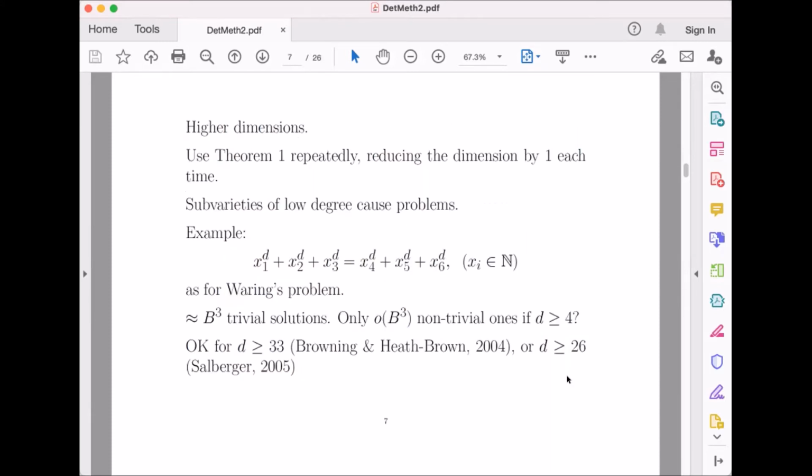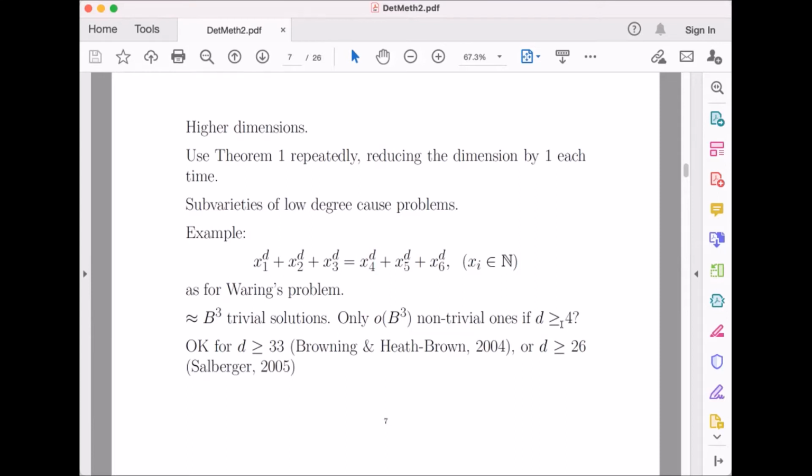So what happens in higher dimensions? So we've talked about curves and surfaces. Well, in effect, you would use theorem 1 repeatedly. So you would intersect your variety with one of these auxiliary varieties and get something of lower dimension, and then look at the number of points on that and use the theorem again inductively. And in general, what happens is that you need to study subvarieties of low degree, because those are the places where you might get lots of points.